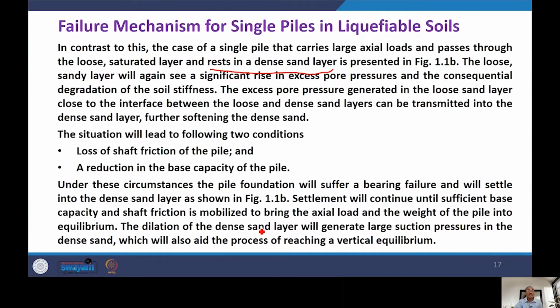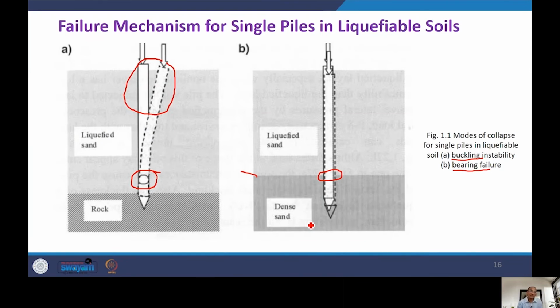What are the conditions? There will be loss of skin friction of the pile and reduction in the bearing capacity of the pile. You know, when we discussed the pile foundation earlier, the total load capacity of a pile foundation comes from two sources. One is called skin friction, another is called end bearing or point bearing resistance. So here, both point bearing resistance and skin friction decrease. Why is point bearing resistance decreasing? Because the dense sand also loses its strength. Skin friction decreases because this layer gets liquefied. So both things will happen.